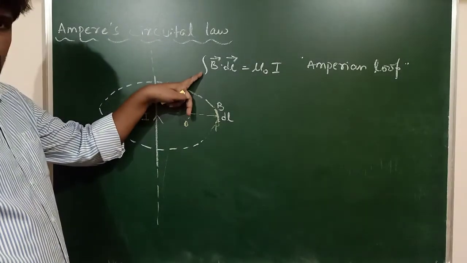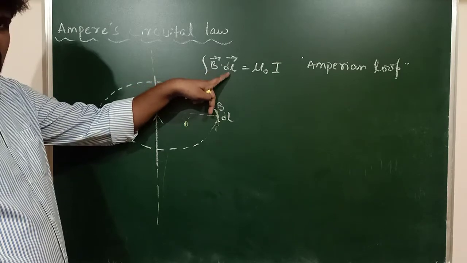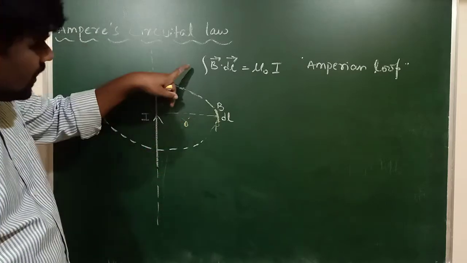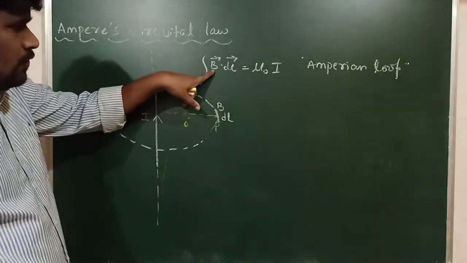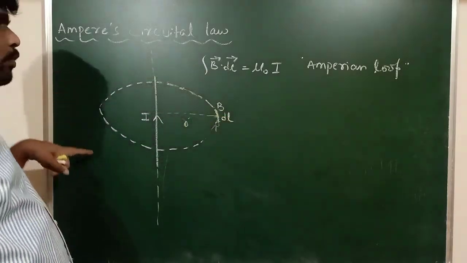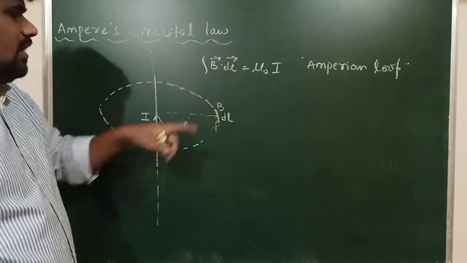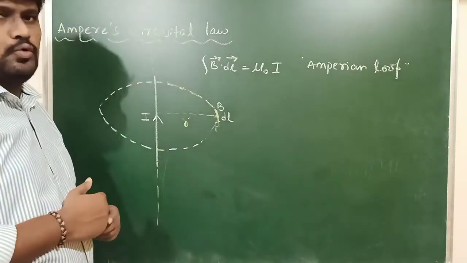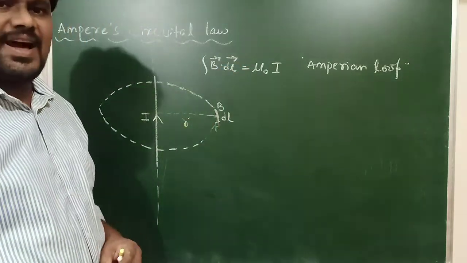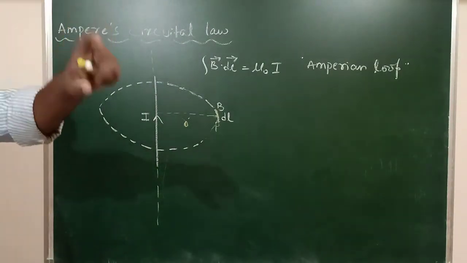Integral of B dot dl. Generally we call it a line integral. Line integral of B dot dl over any closed loop is equal to mu naught times the current enclosed by that loop. I will write the statement at the top here.